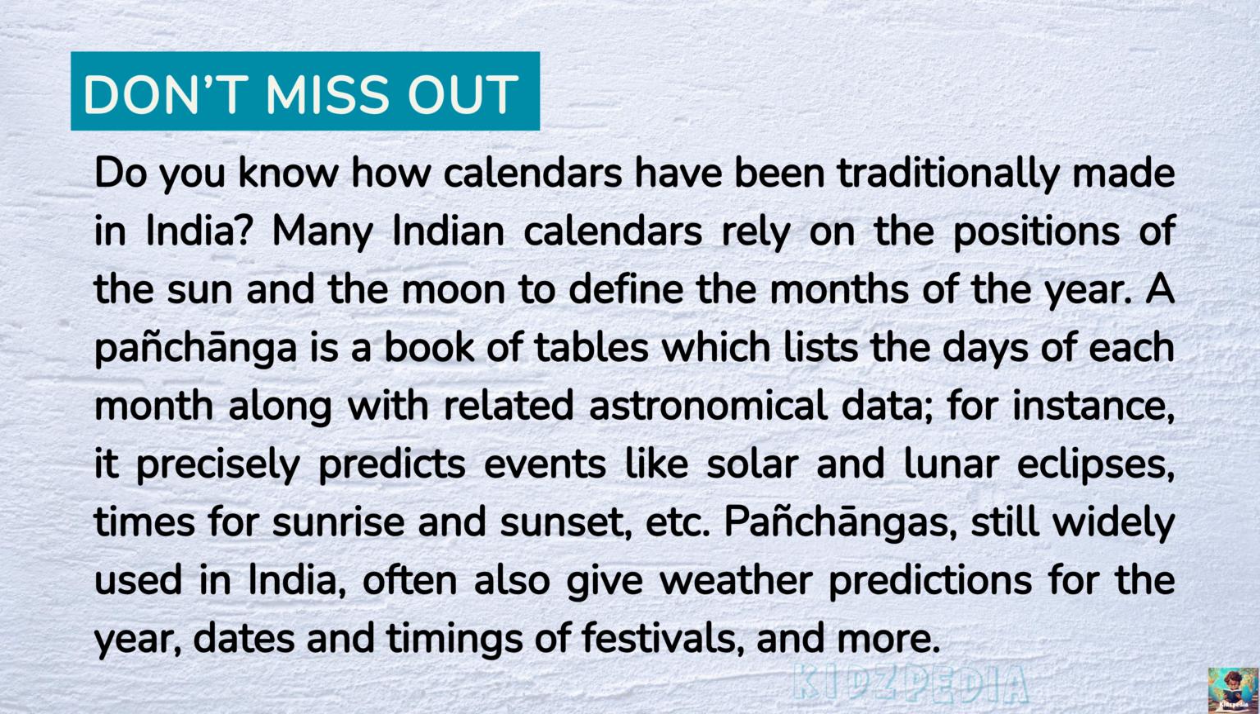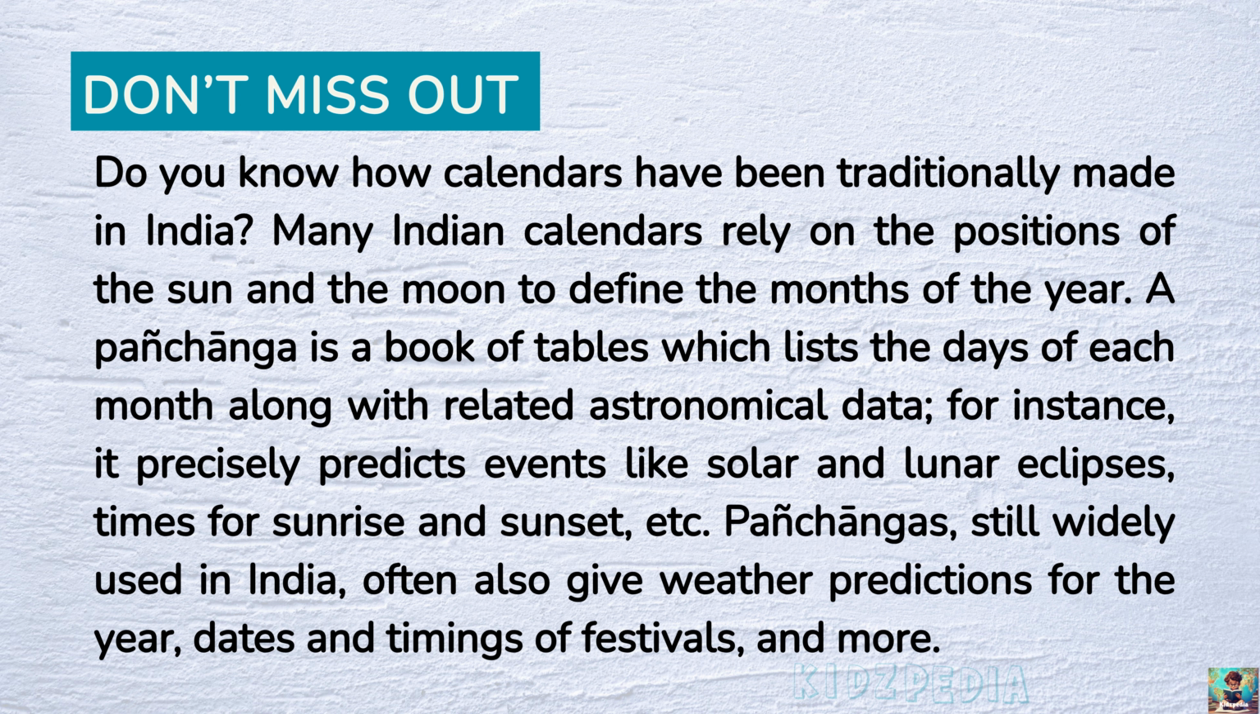For instance, it precisely predicts events like solar and lunar eclipses, times for sunrise and sunset, etc. Panchangas, still widely used in India, often also give weather predictions for the year, dates, and timings of festivals, and more.